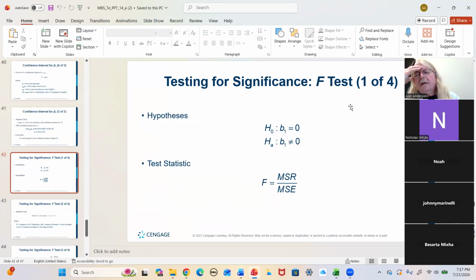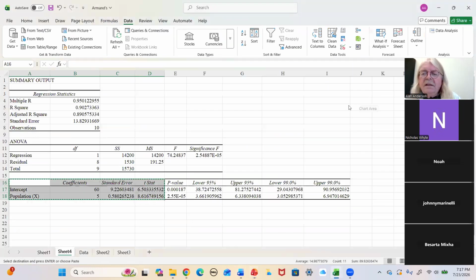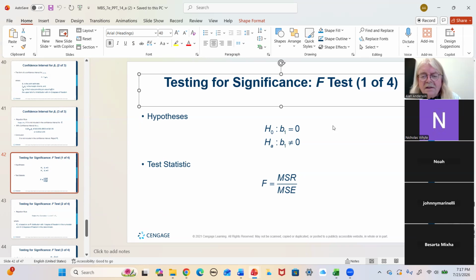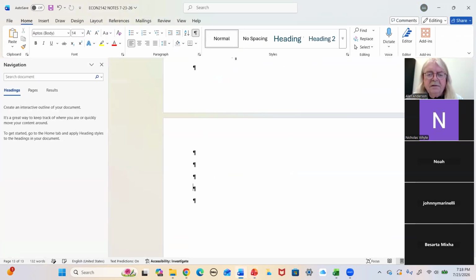Now, this part, I know they wanted to show it to us, but this really is relevant mainly for multiple regression analysis. We don't really need to do this as well as the t-test. This is the so-called f-test. What is it for? Well, let's briefly take a look.